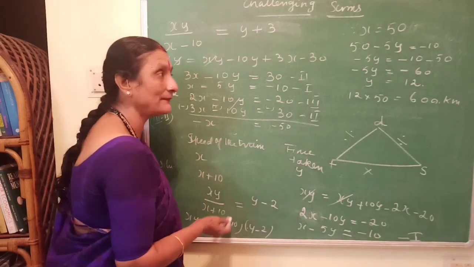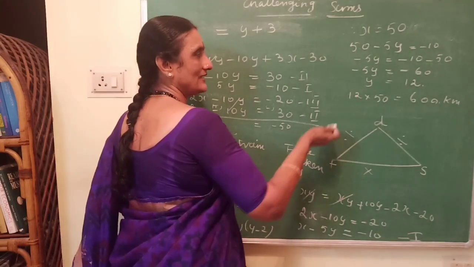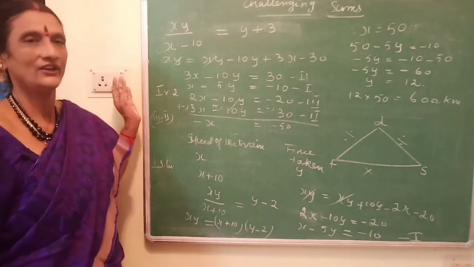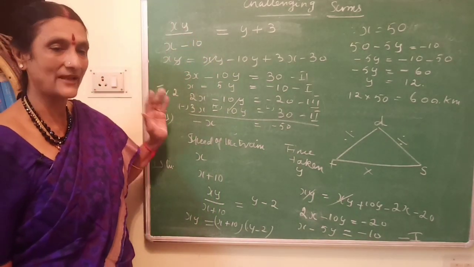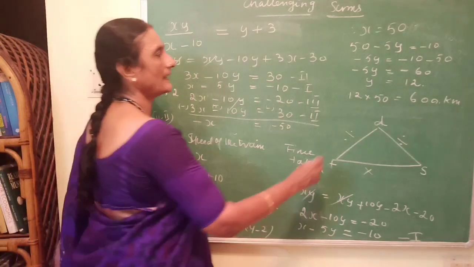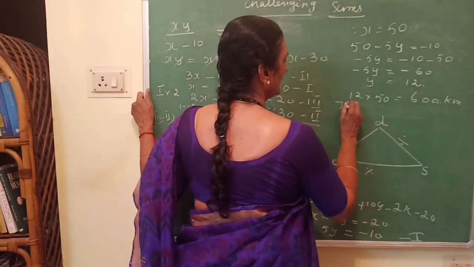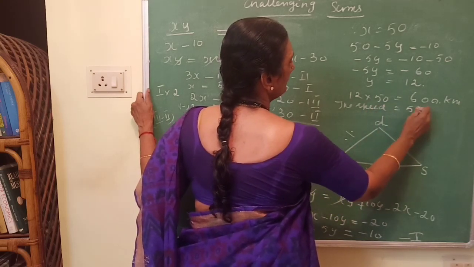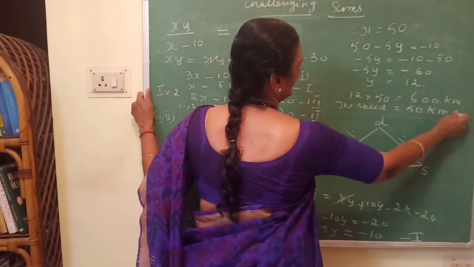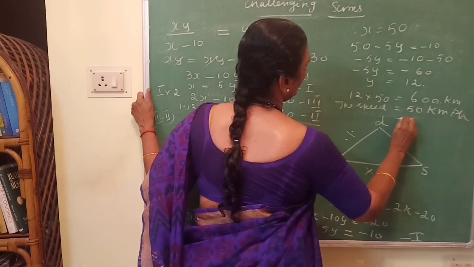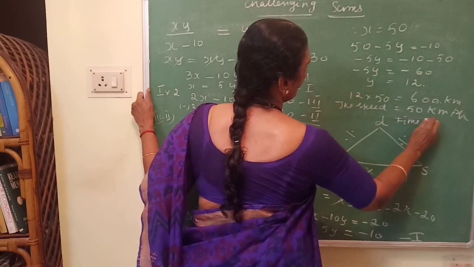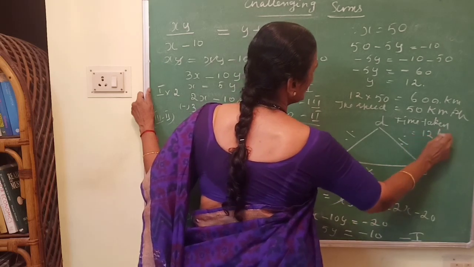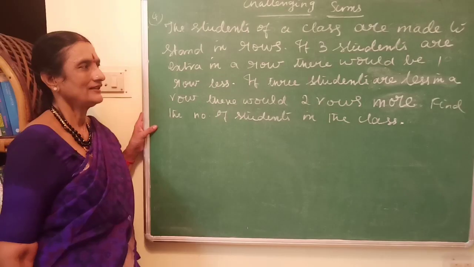The total time taken is 12 hours. The distance is 600 kilometers. You should write all the 3 steps properly. Okay, we can write here the speed of the train is equal to 50 kilometers per hour, and then the time taken is equal to 12 hours. We have to write.